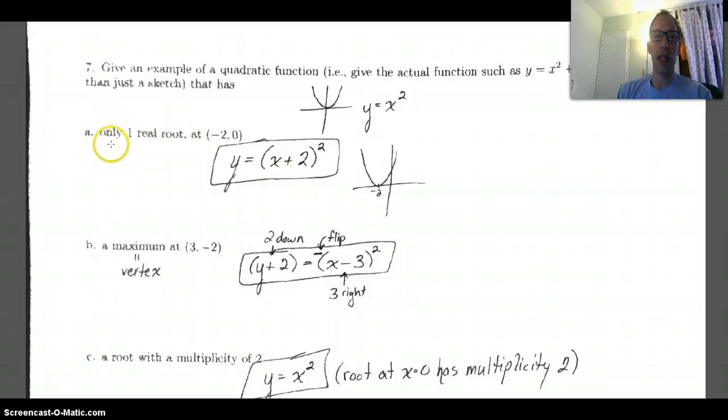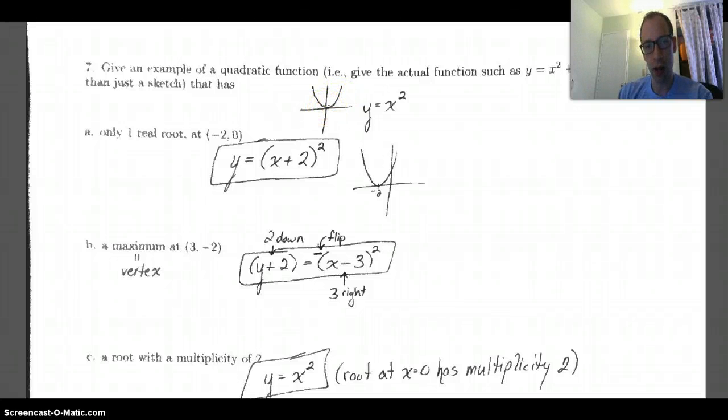So I want you to give me an example of a quadratic function with only one real root, and I even give you the root that I want it at. So if you think of this base quadratic function as y equals x squared, and I want it to have a root at -2, 0, but only one, the only way we can have just one root is if that parabola just touches the axis at one point.